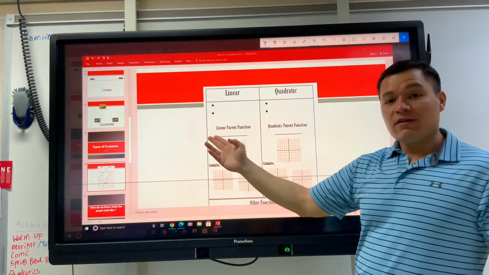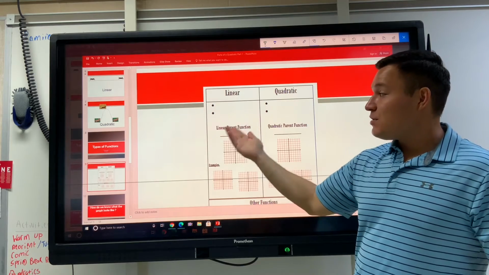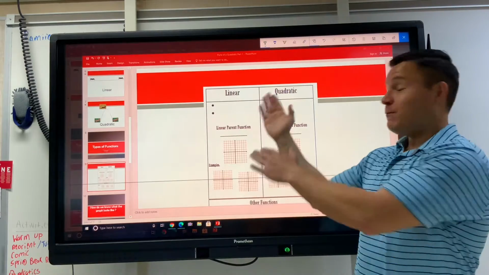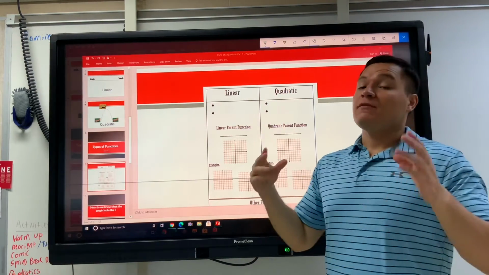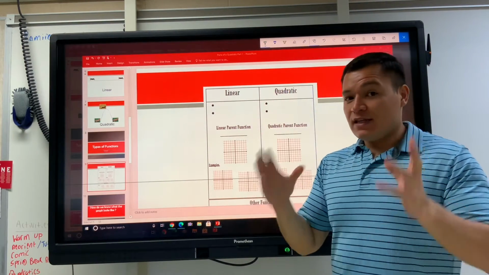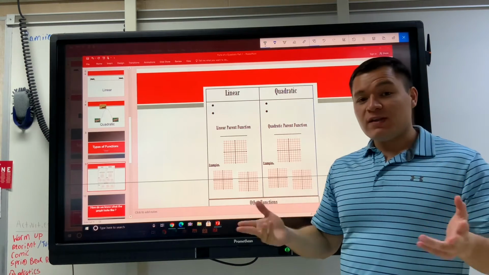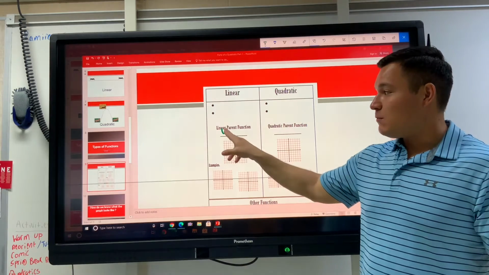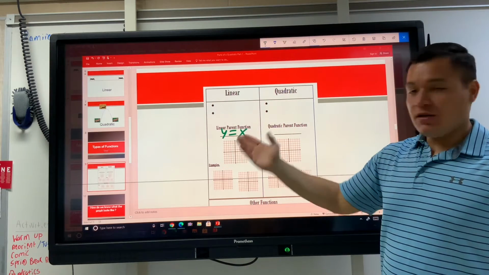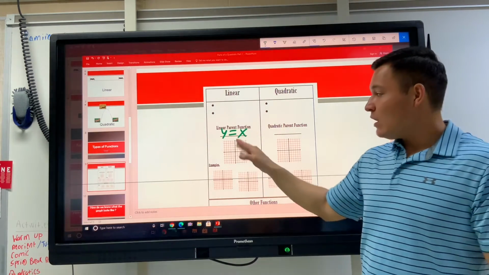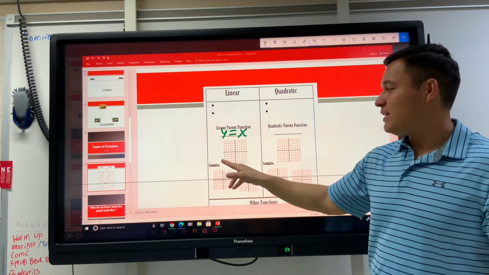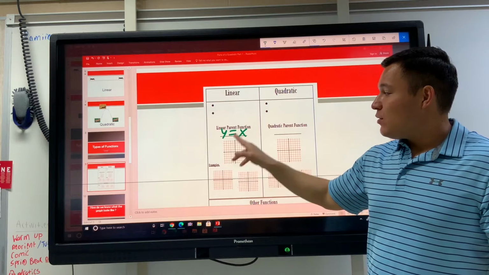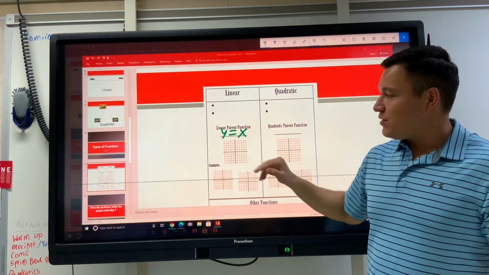Let's go and talk about the linear parent function. The linear parent function. The parent functions are the ones that are the most basic. I mean, we're already basic because we're linear, but if we go the most basic linear thing, what is the only thing you need to have a line? You need a y, and you need a variable. Y equals x is the most basic equation we can have. And to graph this equation, whatever x is, y is going to be the same thing.